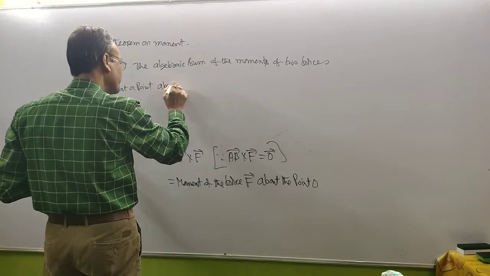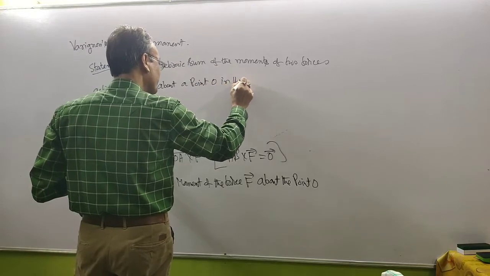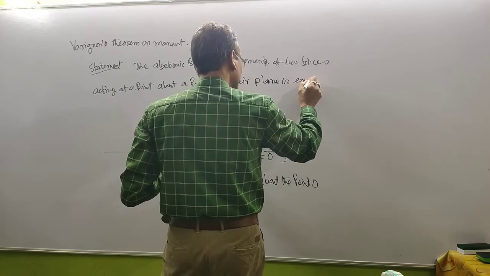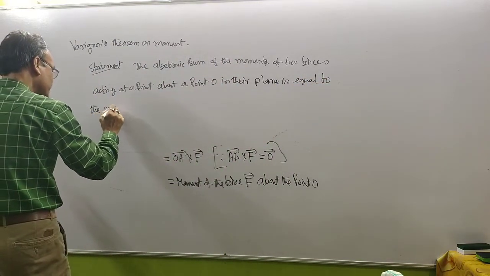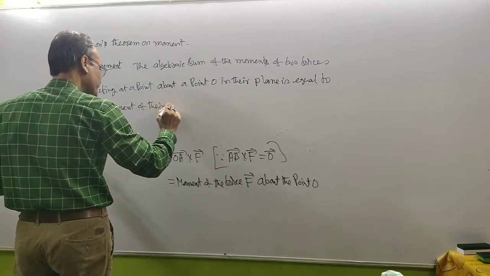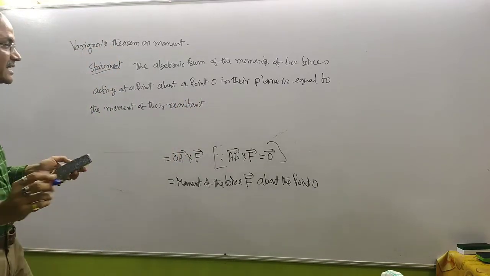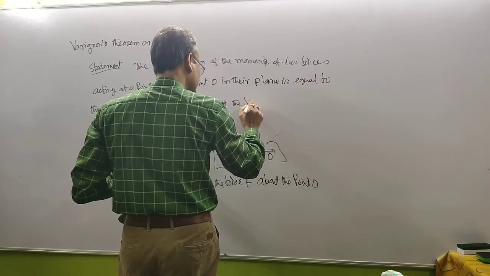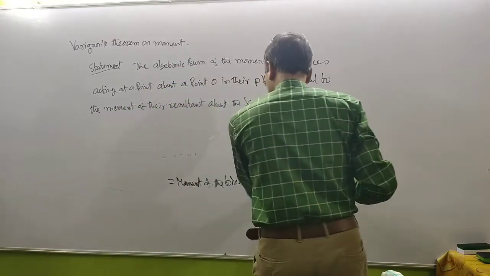About a point O in their plane is equal to the moment of their resultant about the same point O. About the same point.